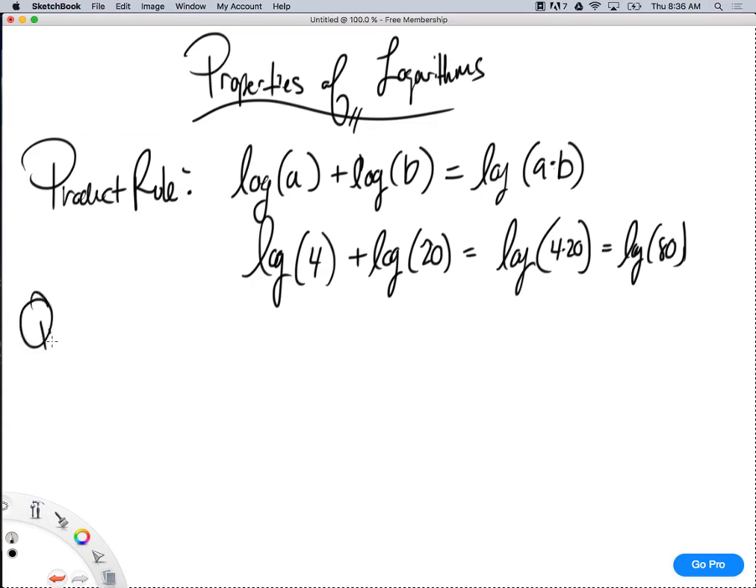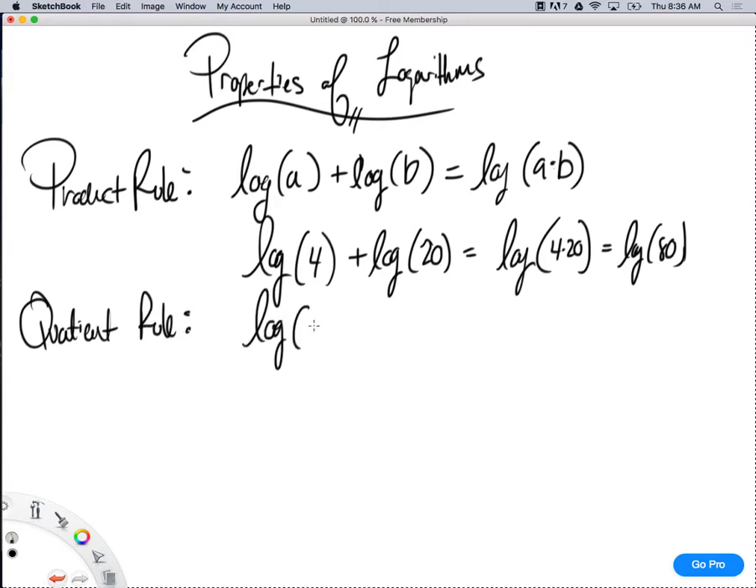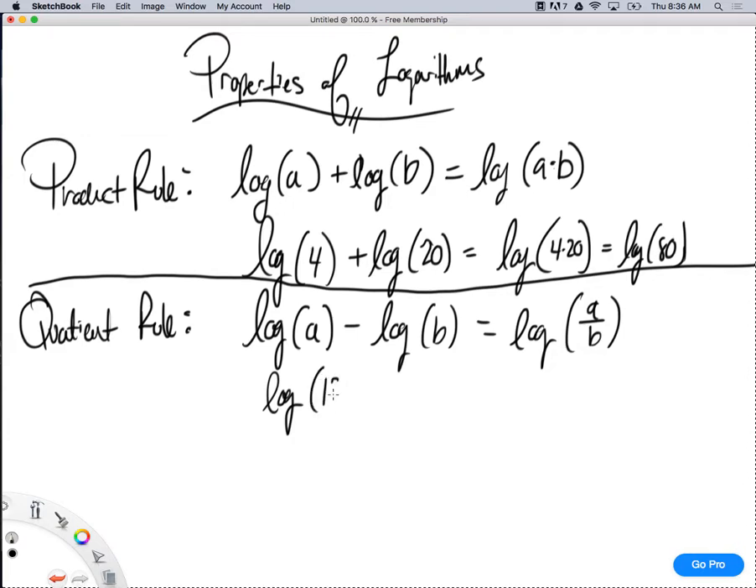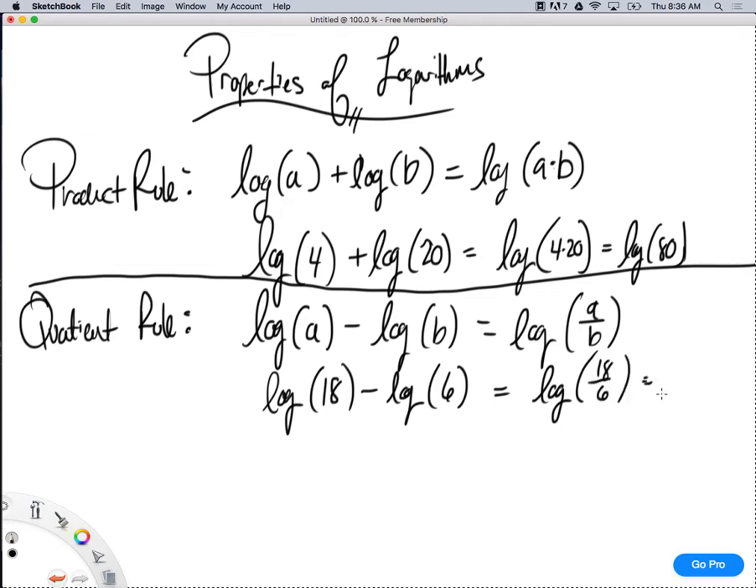Quotient rule is that the log of A minus the log of B equals the log of A over B. What is this? The log of 18 minus the log of 6 equals the log of 18 over 6, which equals the log of 3.